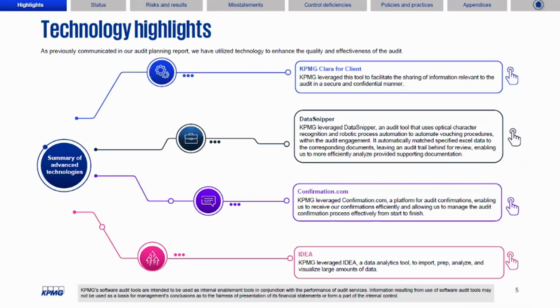Sorry, I went too far. On this slide, we do provide a bit of an update on some of the technologies that we use in our audit, and technology continues to be a significant component to the way auditors conduct their work.